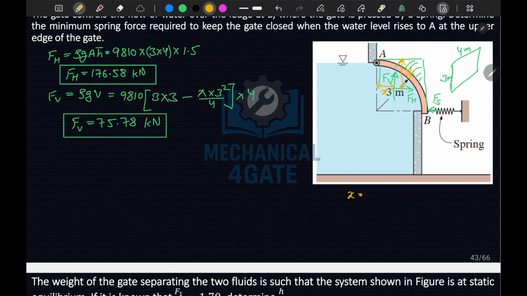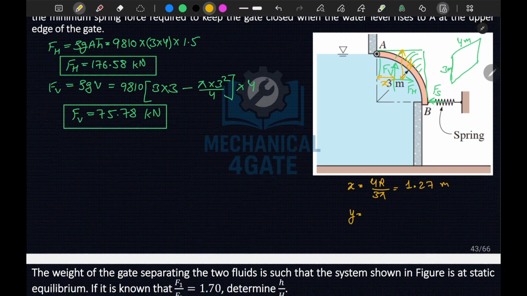So I can write that x is equal to this distance, which will be the centroid of this figure, that is 4r by 3 pi. If I substitute r is equal to 3, I will get 4 divided by pi, which is equal to 1.27 meter.